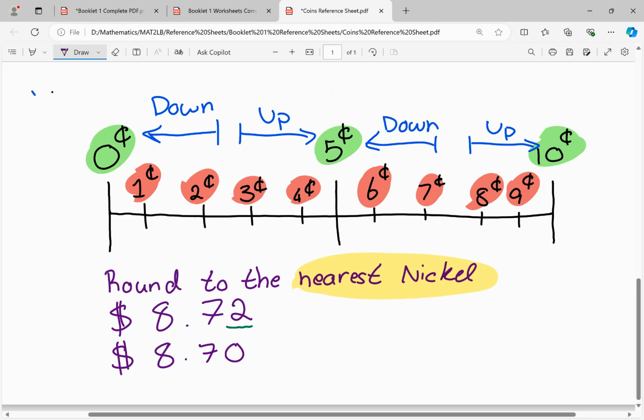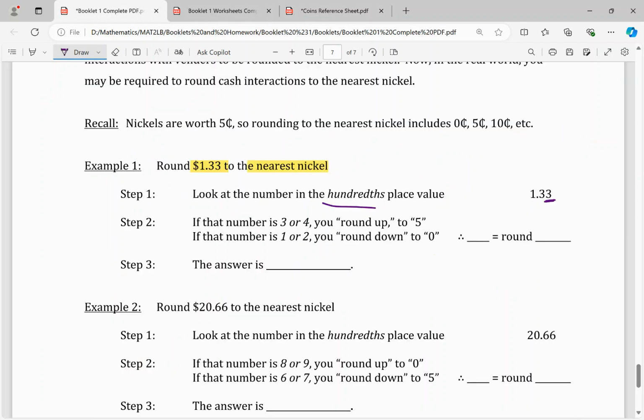That's the same as this diagram. My number is a 3, so we are going to round up to 5. Because it's a 3, we are going to round up. That 3 turns into a 5, so this is $1.35. You no longer need pennies to pay for it.